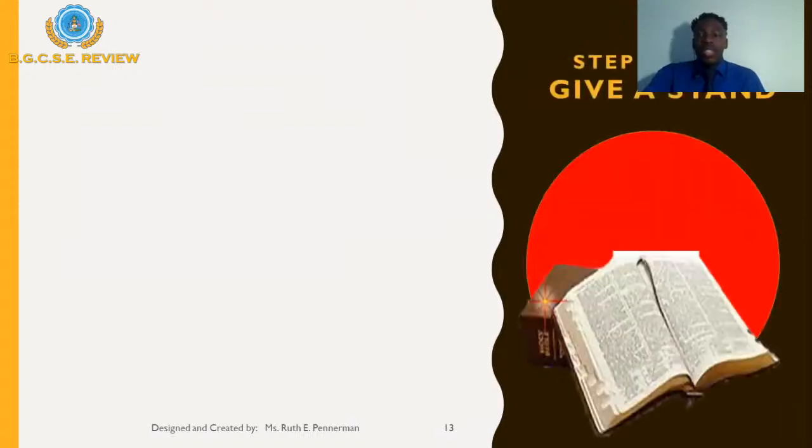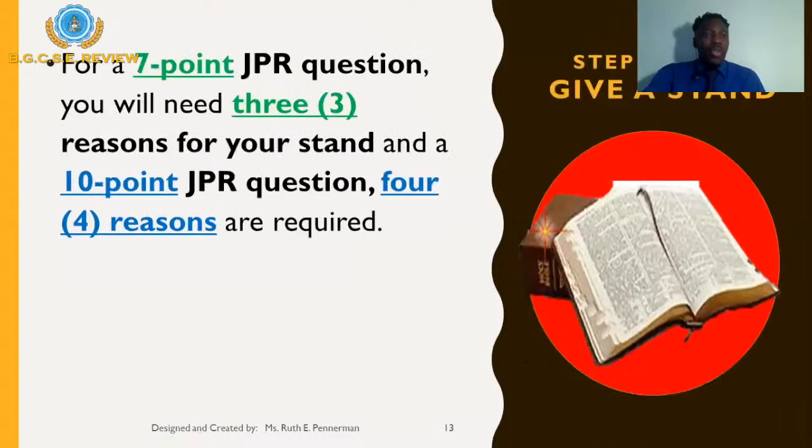You want to give your stand. For a 7-point JPR question, you will need 3 reasons for your stand, and for a 10-point JPR question, you want to give 4 reasons for your stand, or your position, or your stance. So with that being said, you really always want to ensure that you are taking careful attention and taking your time to develop your position. It's not something that you want to rush quickly through.